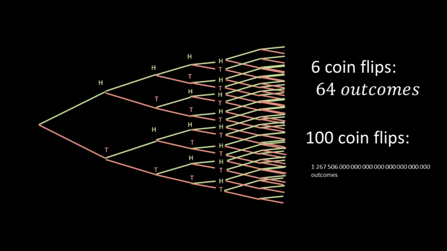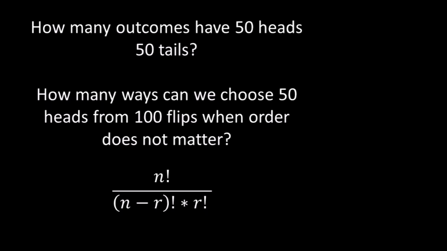But we can't draw a tree diagram for 100 flips. Even 6 flips is confusing. Each order has a 1 over 2 to the 100 chance of occurring, and we need to find the number of orders which have exactly 50 heads. We want to choose 50 heads from 100 flips. Remember, in combinatorics, that's equal to 100 choose 50.